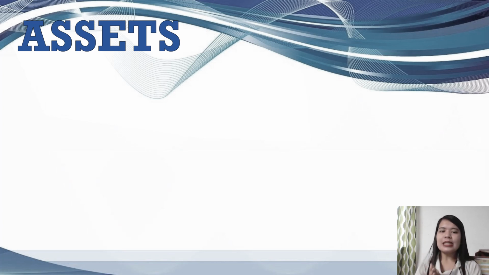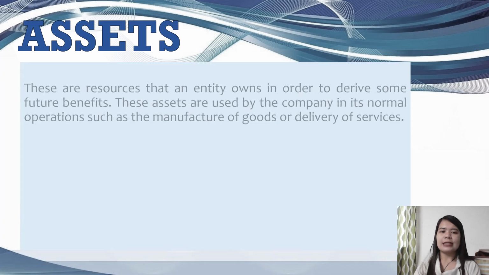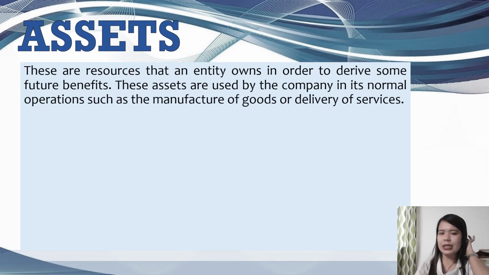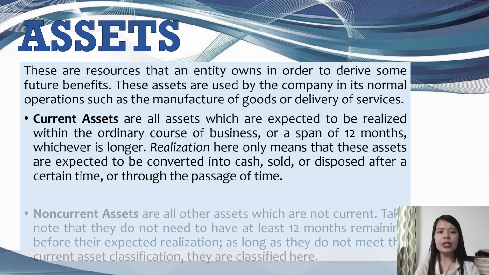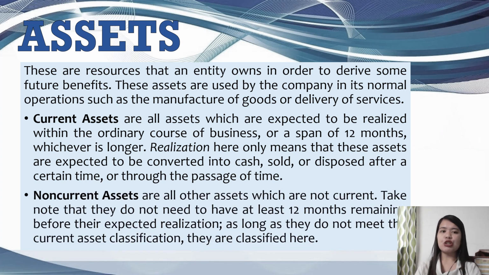So, let us start our discussion about assets. So, these are the resources that an entity owns in order to derive some future benefits. These assets are used by the company in its normal operations, such as the manufacture of goods or delivery of services. So, we have here two classifications of assets. The first one is about the current asset, and the second one is about the non-current asset.